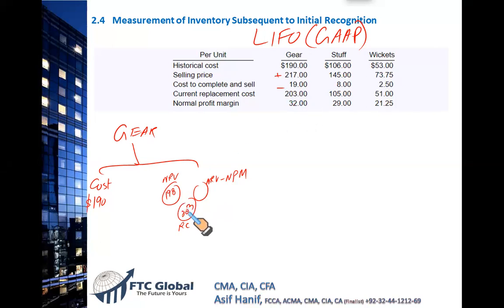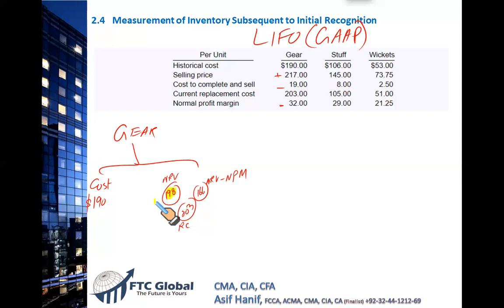What about the NRV minus normal profit margin? NRV is already there, and you have to deduct this 32 as your normal profit margin. So it's going to be 198 less 32, which is 166. All right. Now tell me, which of these is the mid number? This is too low. This is too high. This is the mid number.